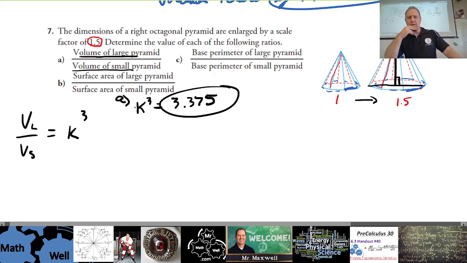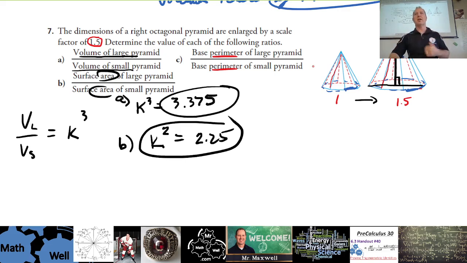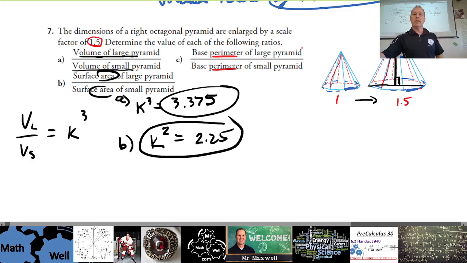Okay, what about the surface area of the large pyramid to the small one? Surface area now? Well, that's going to be k squared, right? So k is 1.5, so this would be 2.25. That makes sense? Because we're talking about area now. See the perimeter of the small pyramid. Now, perimeter is just a length. It's just a dimension. Even if it's got a bunch of lengths added up together, it's not an area or a volume, so that's the same as a length. So the perimeter is, for C, the ratio is just K, or 1.5.